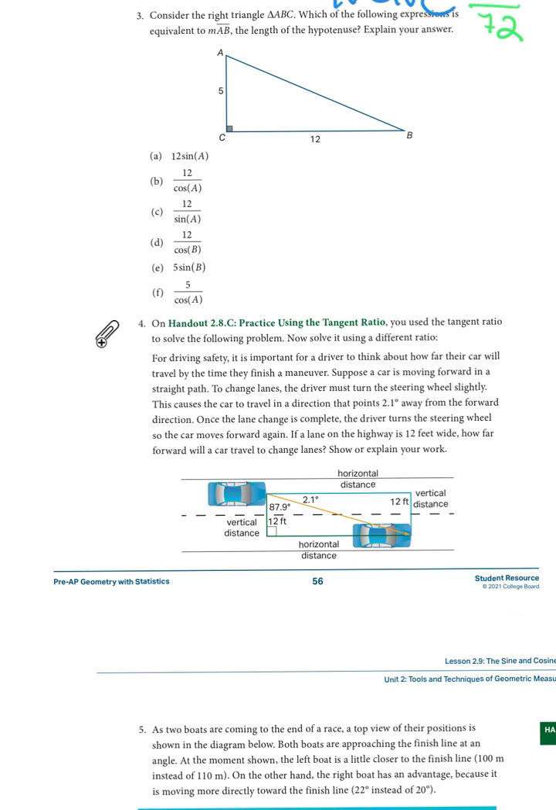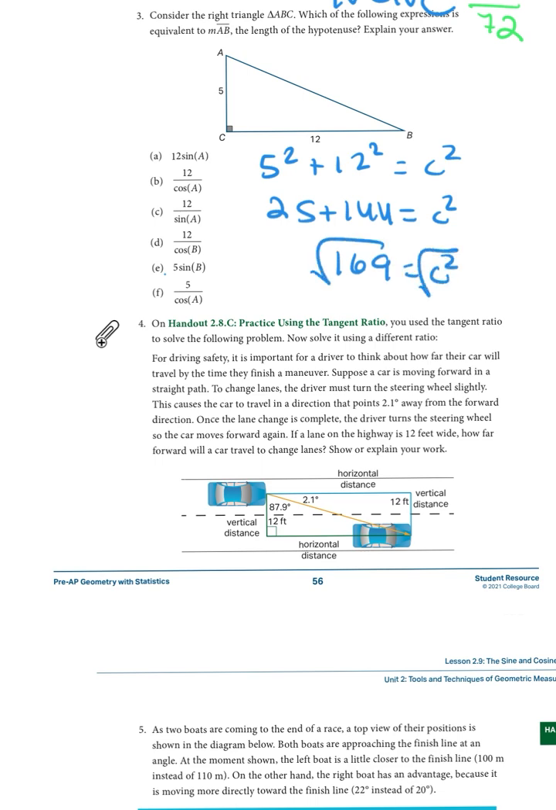We need to know what the hypotenuse is here. So I do the Pythagorean theorem: 5 squared plus 12 squared is equal to c squared. That's 25 plus 144 is equal to c squared. And that's going to give me 169, c squared. Take the square root of that, so I get that c is equal to 13. So this is 13 right here. And the first question asks which expression is equivalent to the measure of AB, which is the hypotenuse. So which one of these is going to give us 13?